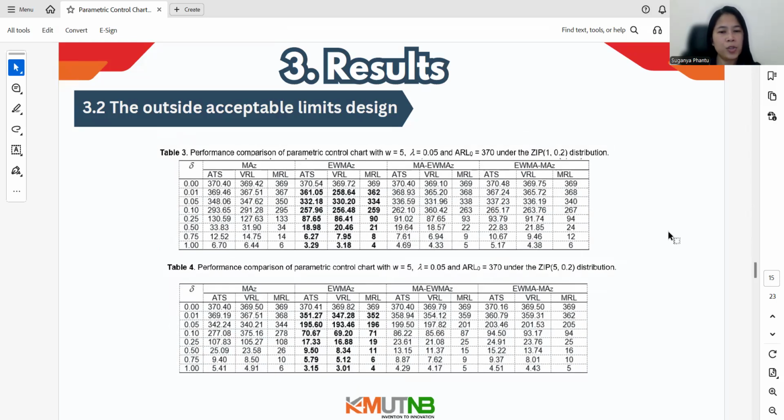This slide shows the results for the zero-inflated Poisson distribution. The findings are clearer than for the ZAB case. The ELMA chart consistently achieved the lowest ATS across most shift magnitudes. This indicates that ELMA is the most effective chart for detecting shifts in ZAP processes. The hybrid charts also improve smoothing, but they do not consistently outperform the pure ELMA chart.